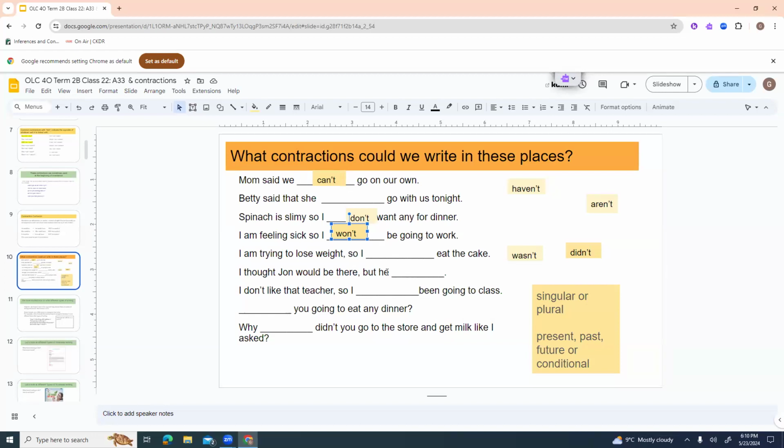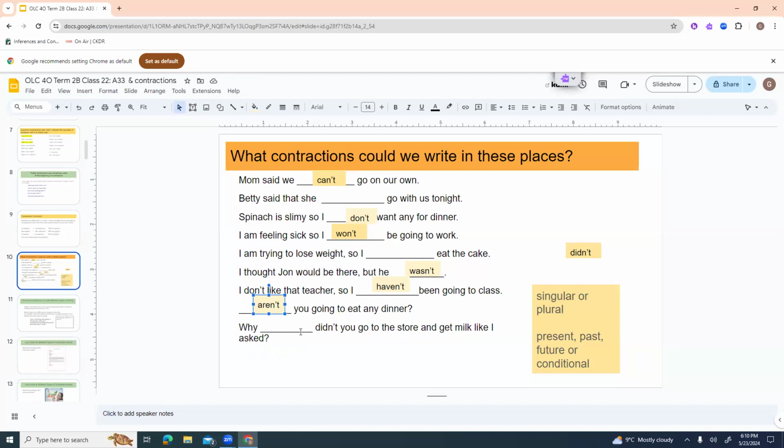I thought John would be there, but he wasn't there. I don't like that teacher, so I haven't been going to her class. Something you gonna eat any dinner? Aren't. Aren't you gonna eat any dinner? And I couldn't use the word didn't there because didn't is in the past and it doesn't work with going, which is kind of a continuous present sort of thing.